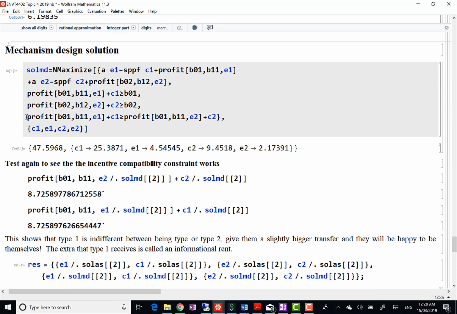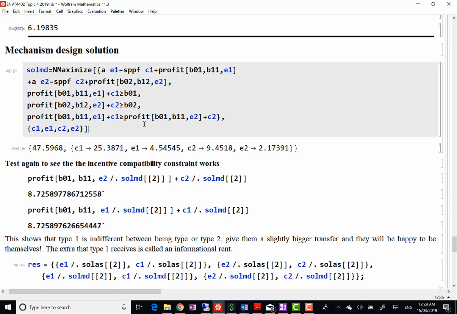And then we have this what's called incentive compatibility constraint. And what this is saying is that profit for farmer 1, choosing the contract for farmer 1, must be greater than or equal to the profit of farmer 1 choosing the contract that's intended for farmer 2. So that's all you have to do to sort this problem out.